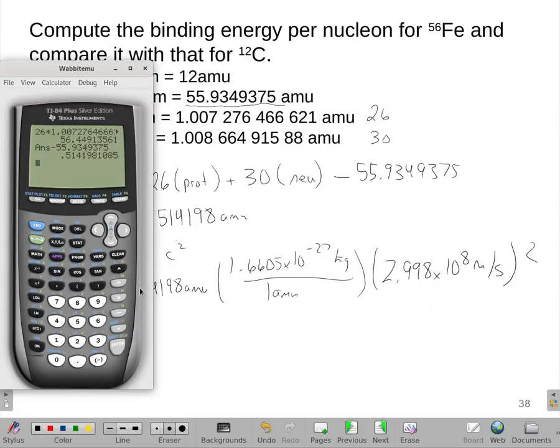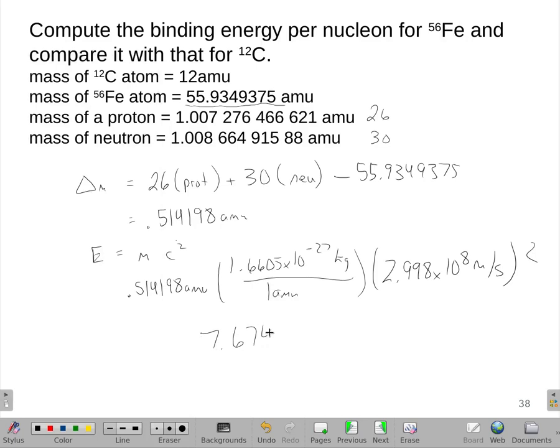So, multiply that 0.514198 times 1.6605 times 10 to the negative 27th times 2.998 times 10 to the 8th, squared. Not a lot of energy. 7.674 times 10 to the negative 11th joules.